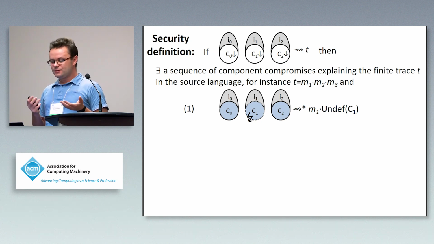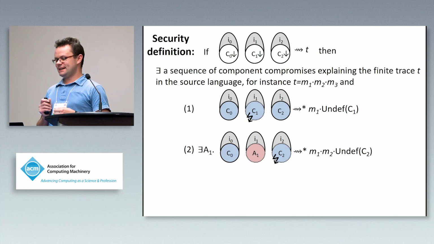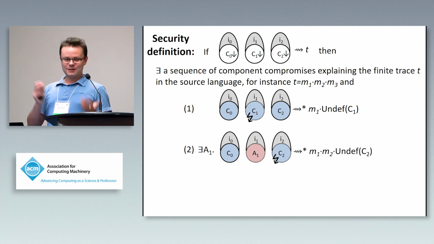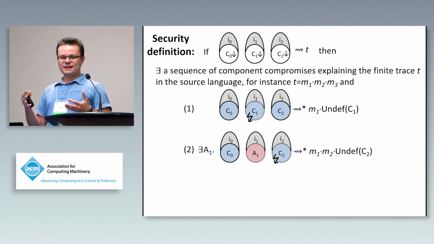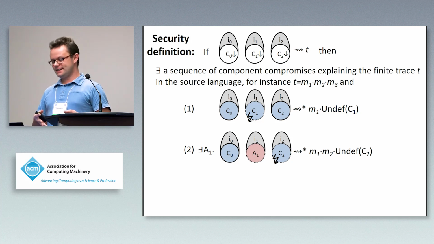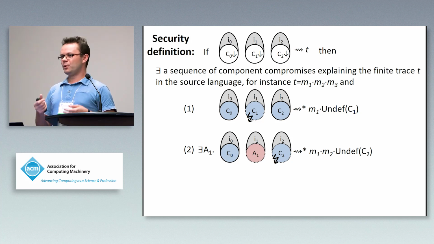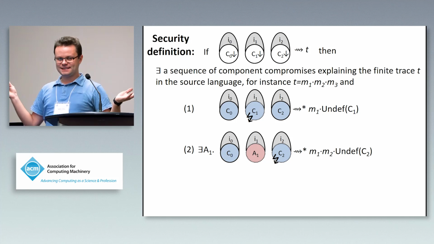And what our definition says is that there is a way to replace the code of C1 with arbitrary code, A1, so attacker code, and then continue execution and obtain a longer prefix of the trace, that's M1 and M2. So what this is saying is that the scope of undefined behavior is spatially restricted to the component C1. Now it can do arbitrary things.